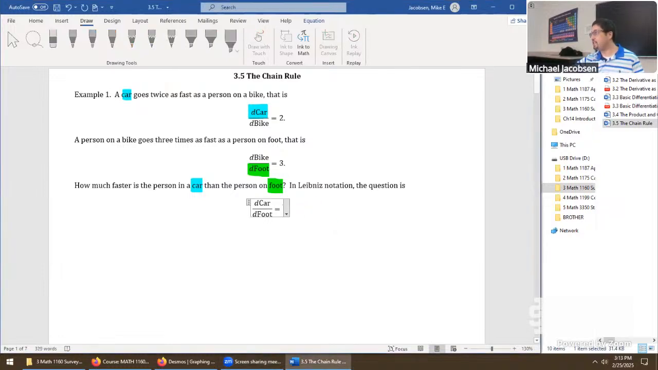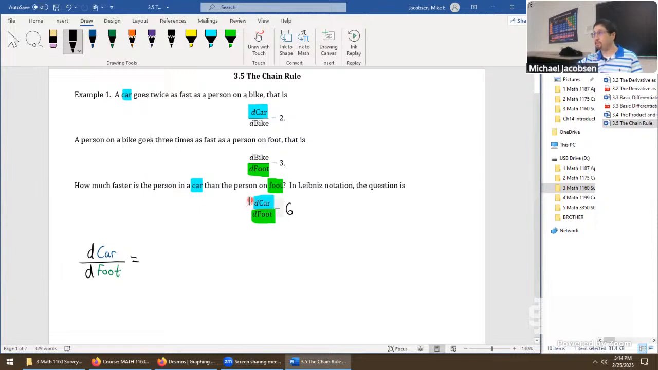So let's answer this question right here. The answer to this is just like you said, 6 times as fast. And then it's done. But here's another way to visualize all of this. The rate of change of the person on car with respect to the rate of change of the person on foot can also be expressed this way.